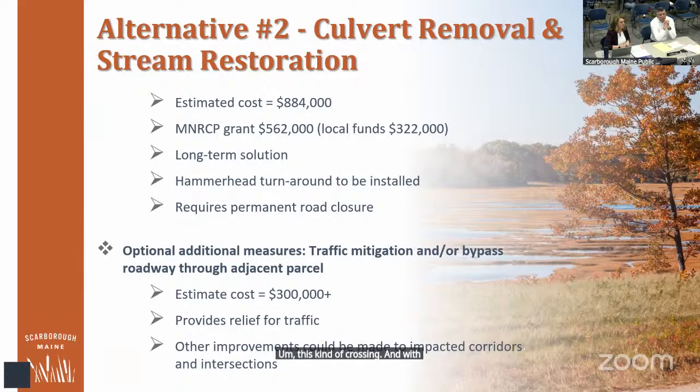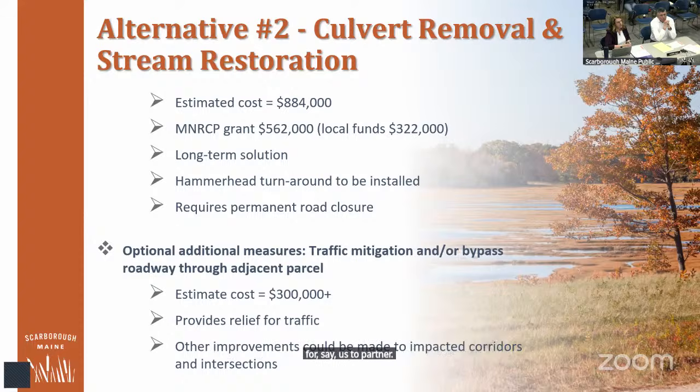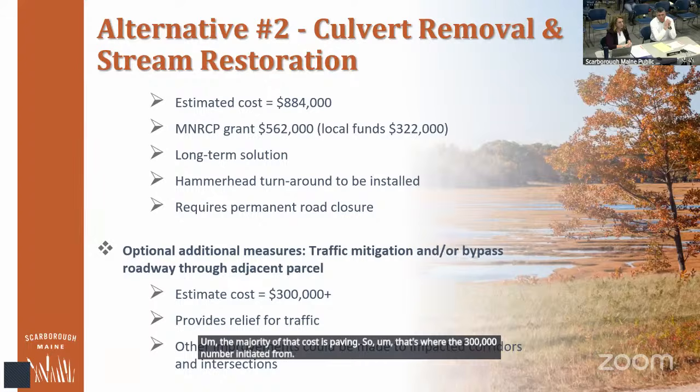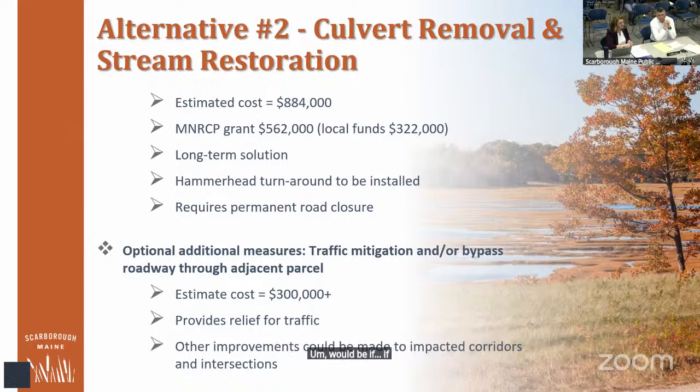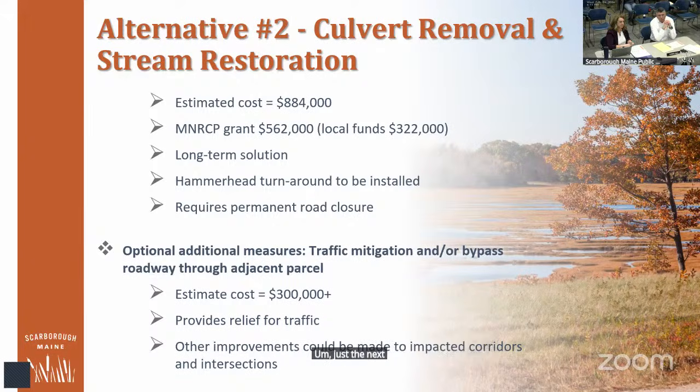And with that, we did look at the design. It's far enough along that there's some pretty good pricing and numbering to be able to look at the estimates and say, what would it cost for us to partner and upgrade a private road to a public street? The majority of that cost is paving. So that's where the $300,000 number originated from. It would be if we piggybacked on a project that's already happening, just the next parcel up.